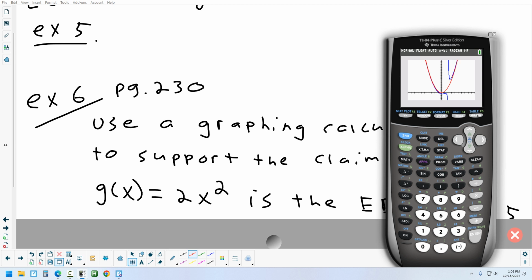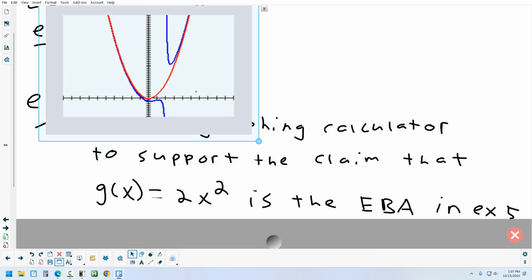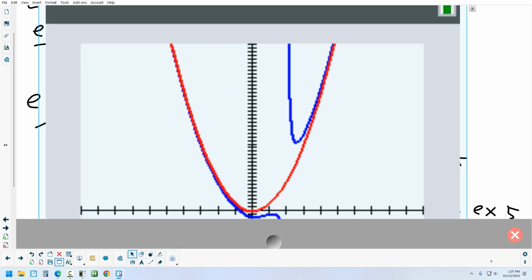Okay, so let's look at this picture. As you look at the graph in blue and the graph in red, as you head to the left and the right, not in the middle, does it look like the blue one and the red one are getting closer together? Yes, definitely. On the right, the blue and red are getting closer, and on the left, they're getting closer and closer.